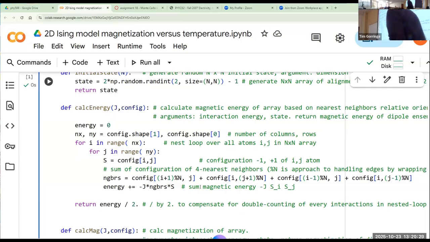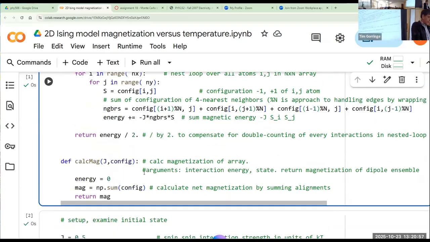The only other little subtlety here is that nested loop actually double counted every interaction. Because I stood on one spot and counted its interaction with the neighbors, but I also stood on the neighboring spots and counted their interaction with it. And so that's the reason I divide by 2 here. Just one way of handling that. Okay, so that will calculate the interaction energy for us.